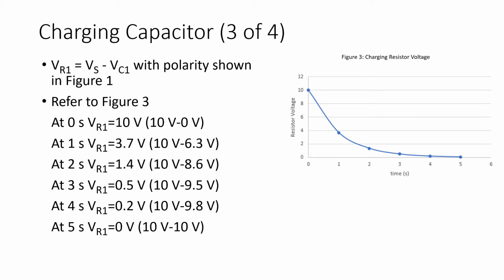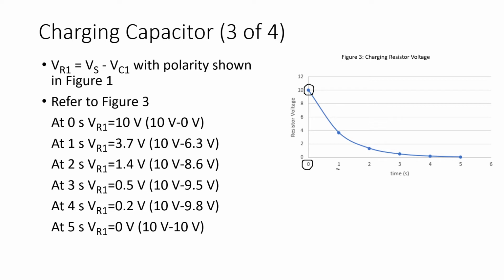Now, in the circuit of figure 1, VR1 equals V source minus VC1. This is just Kirchhoff's voltage law at work. Figure 3 shows us a plot of the resistor voltage as a function of time. And again, at time 0, the instant the switch is placed in position 1, the capacitor voltage is 0, so the resistor voltage is 10 volts.